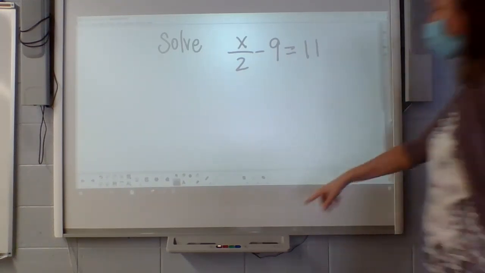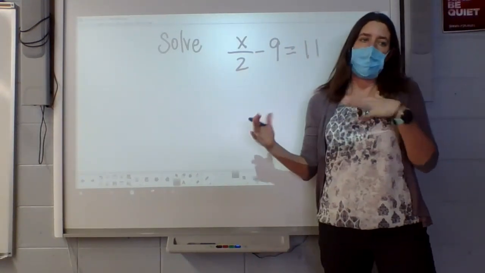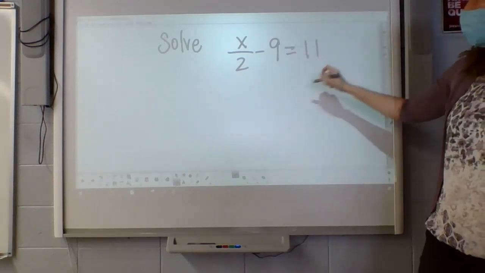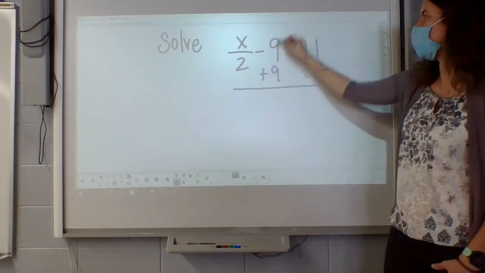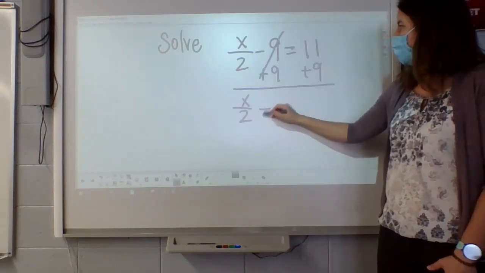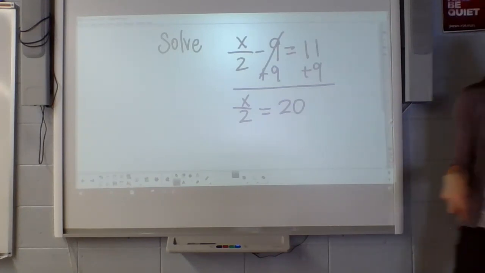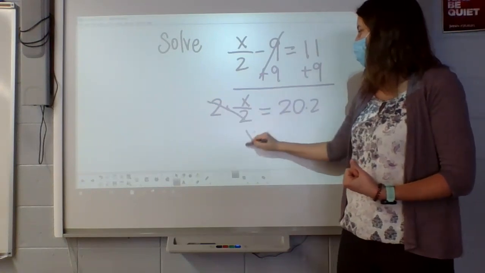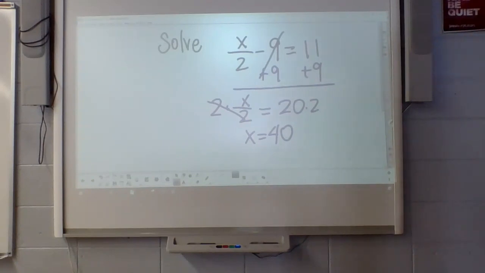Okay, so we have minus 9, and then the divide by 2. So the question was, this isn't exactly like our first example because it's not all being divided by 2. So I still want to get rid of that negative 9 first. So I get x over 2 equals 20 here, 11 plus 9. And then x is being divided by 2, so to undo that, I'm going to multiply by 2. So 20 times 2 gives me 40. All right, let's try.